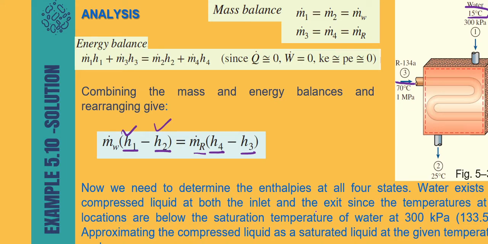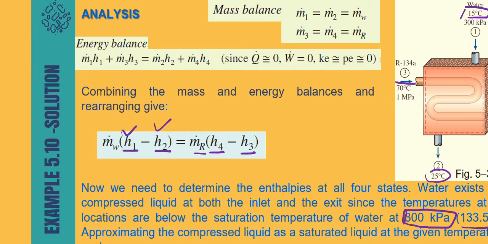Okay, at P equal to 300 kPa, you need to find the saturation temperature, because you're going to determine the state of your water first. According to your table, the saturation temperature at 300 kPa is 133. If you look at the temperature of the water stream in and out, the temperatures are 15 and 25, which is below the saturation temperature, meaning that your water exists as what?